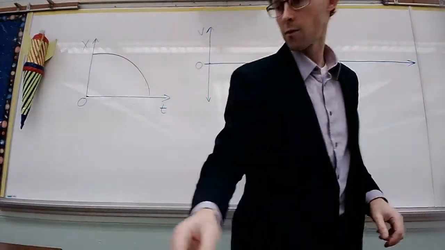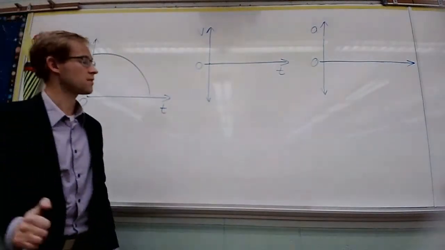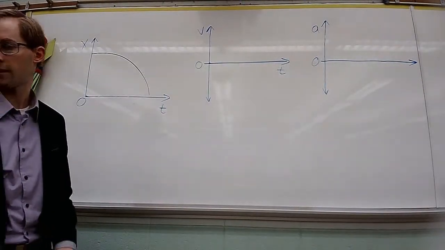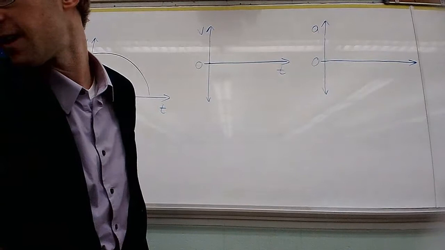So, what is the velocity time graph going to look like here? Any guesses?